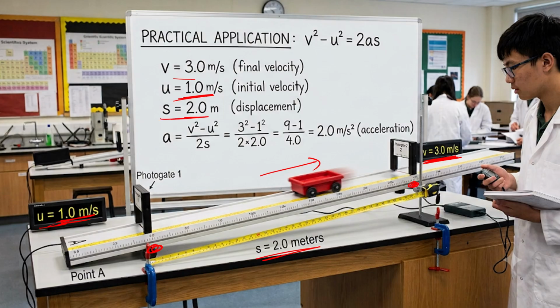To find the acceleration, a, we rearrange our formula to a equals v squared minus u squared divided by 2s. Substituting our values, that is 3 squared minus 1 squared divided by 2 times 2.0. This simplifies to 9 minus 1 divided by 4.0, which equals 8 divided by 4. Therefore, the acceleration of the cart is 2.0 meters per second squared.